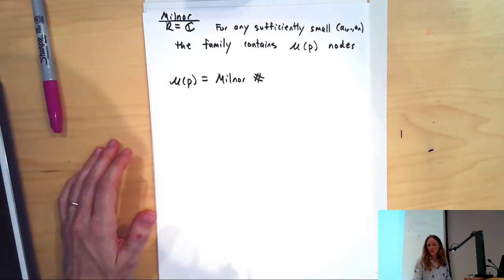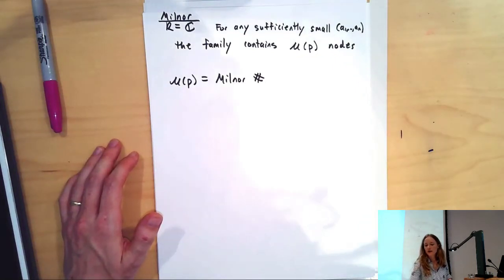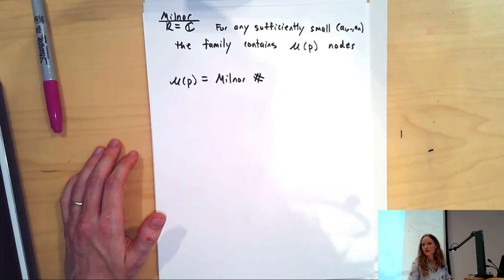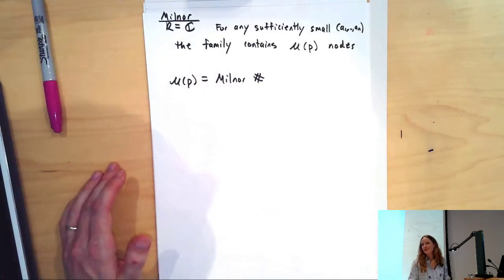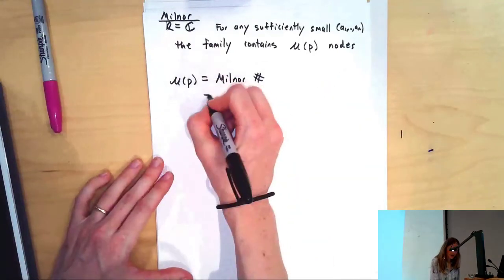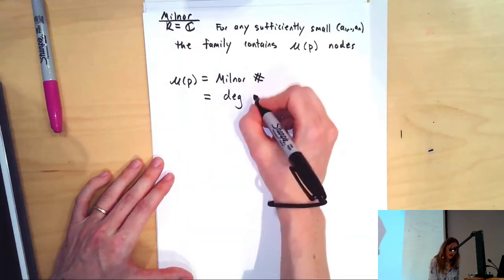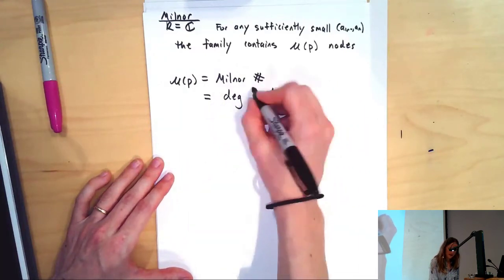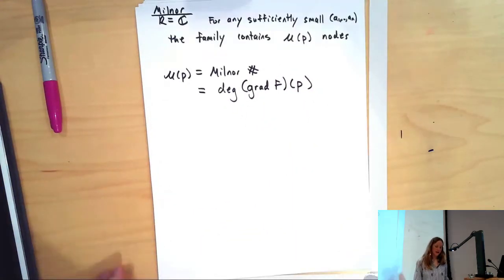If you want to know where one has nodes, we can look at the gradient and see where all of the coefficients of the linear terms vanish, so that we just have x1 through xn squared plus higher order terms. So we're looking for zeros of the gradient, the inverse image of the gradient. So we're picking up the degree of the gradient. Another possible definition, among many, of the Milnor number is that this is the topological degree of the gradient of f evaluated at p.